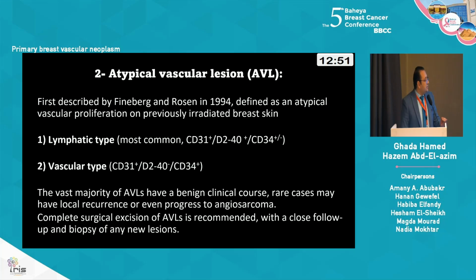Second, atypical vascular lesions, first described by Feinberg and Rosen in 1994. Defined as an atypical vascular proliferation on previously irradiated breast skin. Two types of atypical vascular lesions are described, lymphatic type and vascular type. The vast majority of atypical vascular lesions have a benign clinical course. Rare cases may have local recurrence, hence their clinical significance, and even progress to angiosarcoma. Some authors consider atypical vascular lesions as a precursor for angiosarcoma. Complete excision and follow-up is the treatment modality.